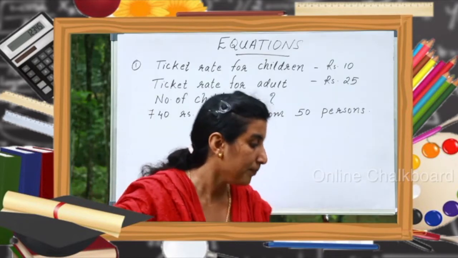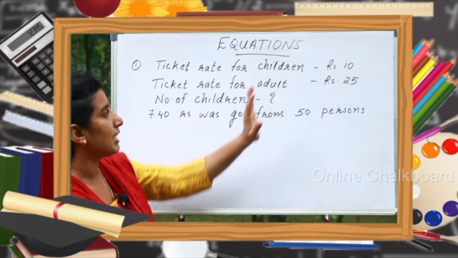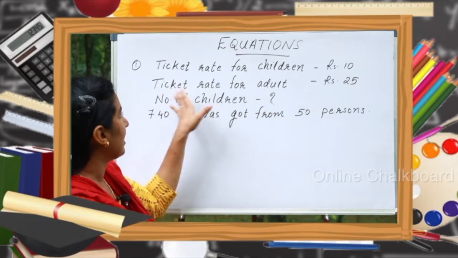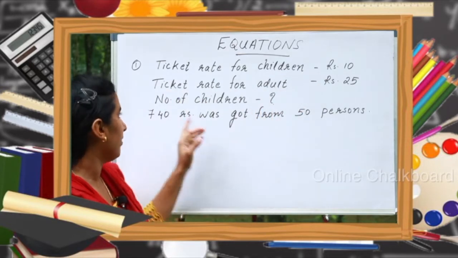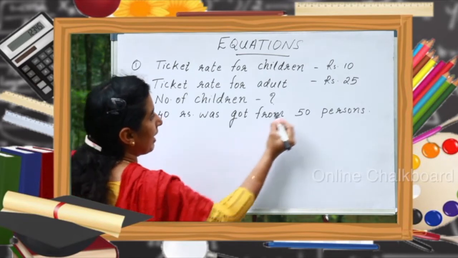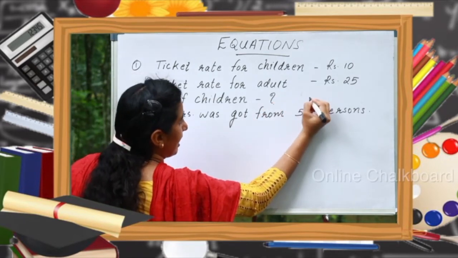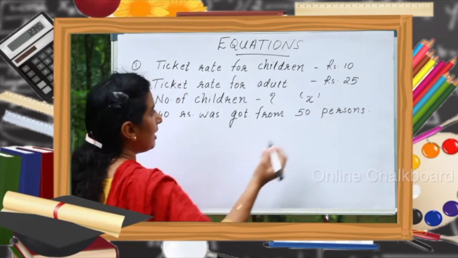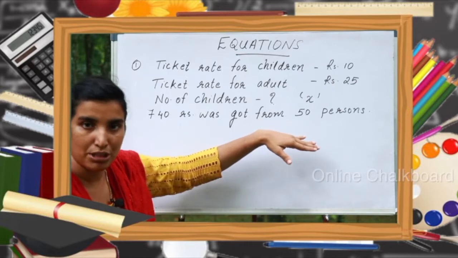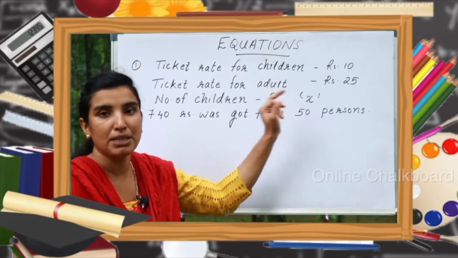Okay, now let's see. I have a ticket rate for the children. Ticket rate for children is 10. Ticket rate for adult is 25. Number of children is x. This is a statement. 740 rupees was got from 50 persons.